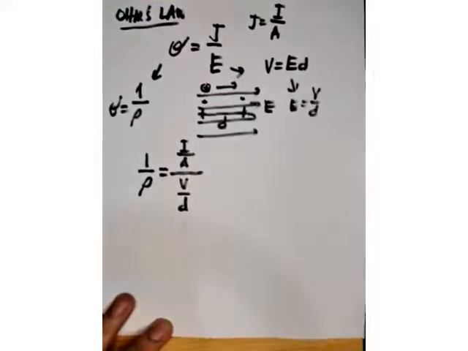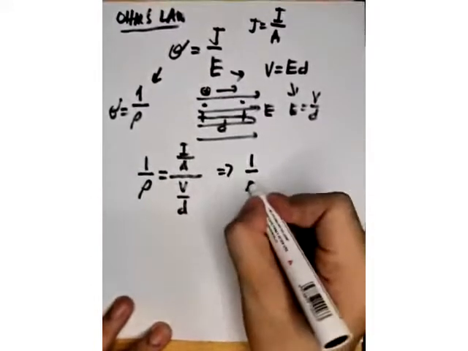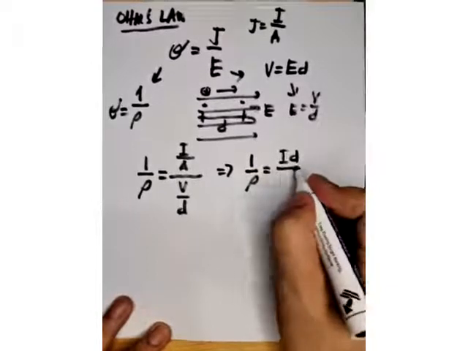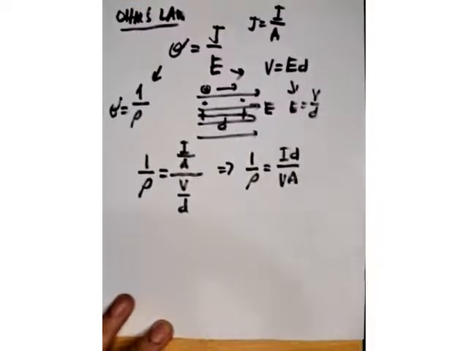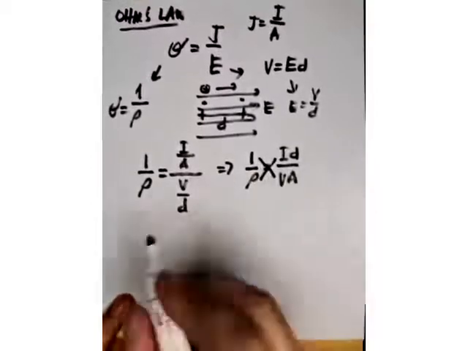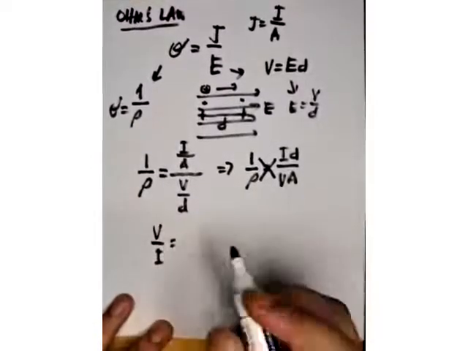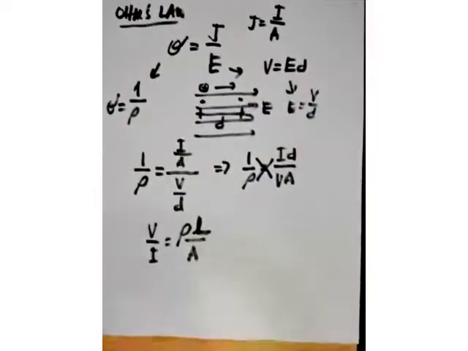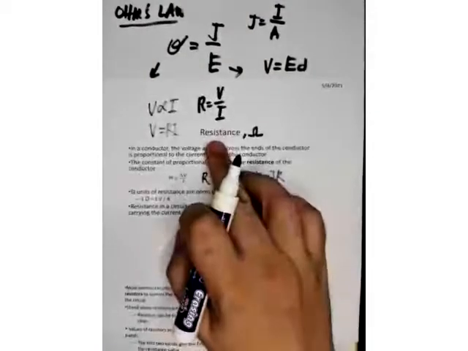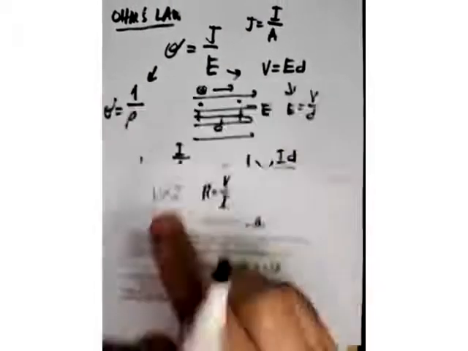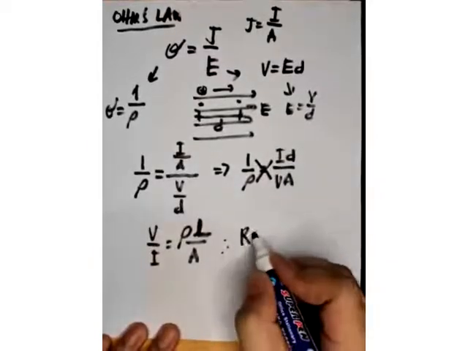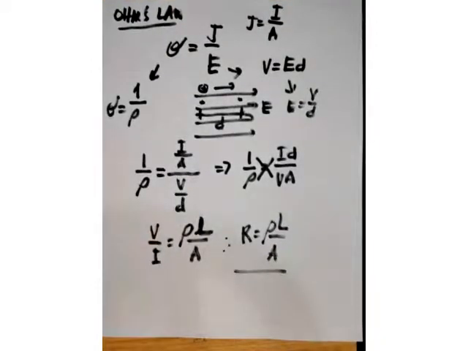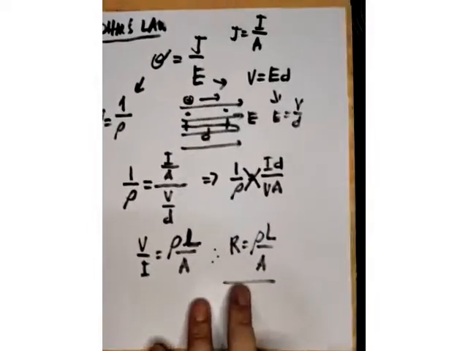Therefore, ang 1 over resistivity is equal to I times D over V times A. Cross multiply natin yung V at I, so V over I is equal to rho, at yung D gawin nating length, rho L over A. Ang sabi natin sa resistance, ang resistance ay yung ratio ng voltage at current. So therefore, R is equal to rho L over A. Dyan galing yung formula ng pagkuha ng resistance ng isang conductor.